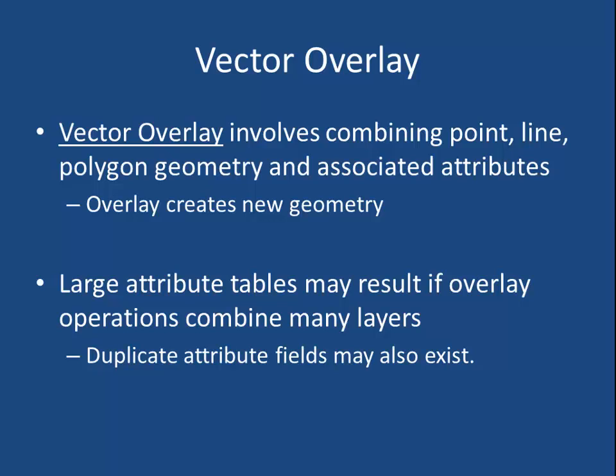Additionally, it might be possible that the combined attribute tables would cause duplicate attribute fields to exist. In these cases, you really should consider reducing the number of transferred attributes to the minimum needed and then renaming any duplicate fields so there's no ambiguity.